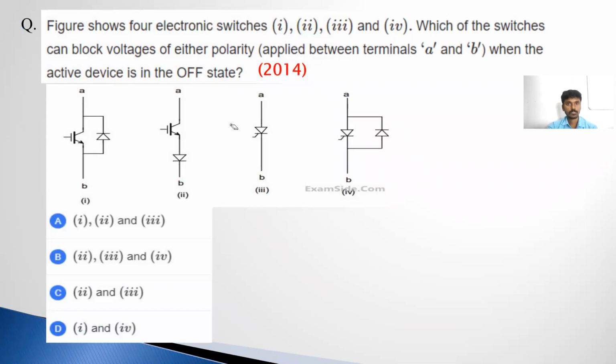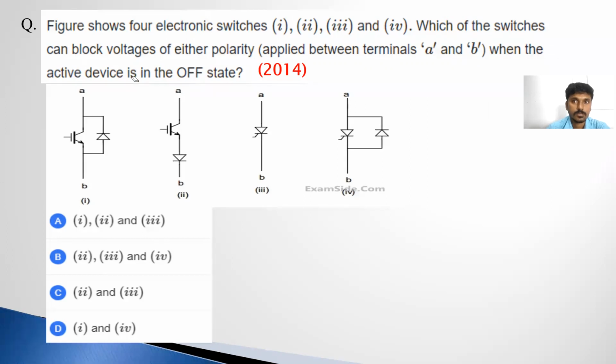Next, see this one. This question came in 2014. The figure shows 4 electronic switches. Electronic switches, right? Is it right or not? Electronic switches or electrical switches? Electronic switches. Okay. 1, 2, 3, and 4.